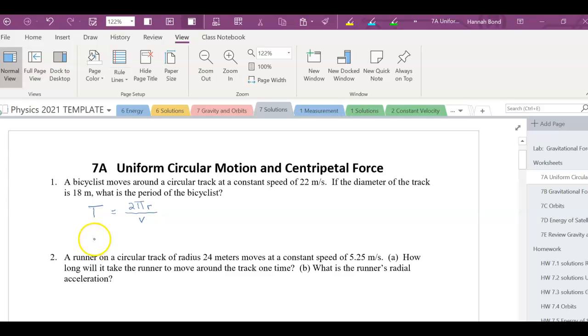Now I do need to find the radius of this track. That's going to be the diameter divided by 2, half the diameter. So it will be 18 meters divided by 2. And then I think we're ready to plug into this formula. We've got 2 times pi times the 9 meter radius divided by the 22 meters per second speed. If we do this math, we can find how long it will take to make one complete trip. So 2 times pi times 9 divided by 22 is 2.570 seconds.